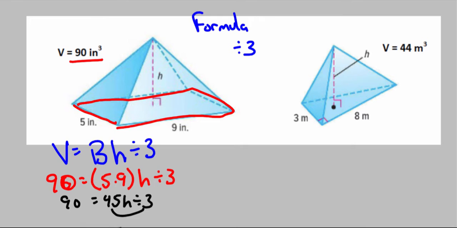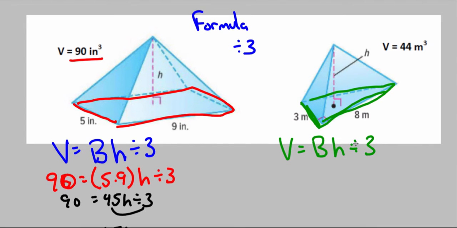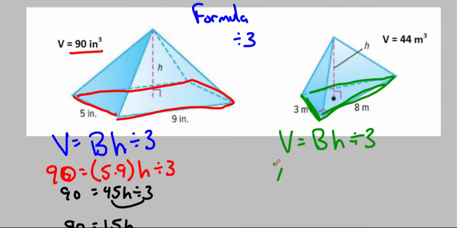Same thing here. This one's a little trickier simply because your base is a triangle. So again, for the area of a triangle, you need the base and the height. So volume is equal to area of the base times the height divided by 3. So my volume is 44. The area of the base is base times height, but it's a triangle, so I got to divide by 2, times the height, and then divided by 3.